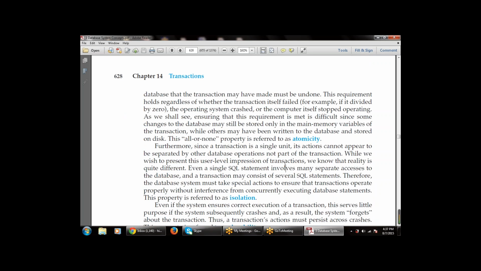While we wish to present this user-level impression of transactions, the reality is quite different. Even a single SQL statement involves many separate accesses to the database, and a transaction may consist of several SQL statements. Therefore, the database system must take special actions to ensure that the transaction operates properly with no interference from concurrently executing database statements.